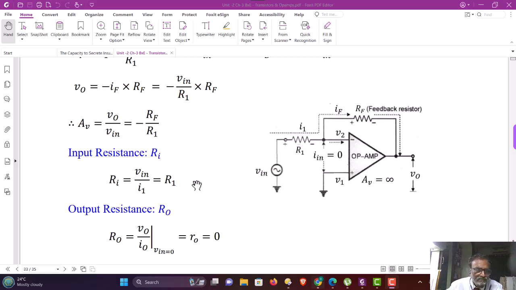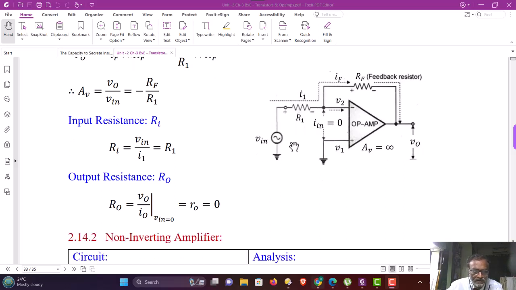So ultimately the input resistance of this configuration is the same as the external resistance connected between the external source and the inverting terminal. Since this resistance is normally of less value, in the range of a few kilo ohms, the inverting configuration input impedance is low.